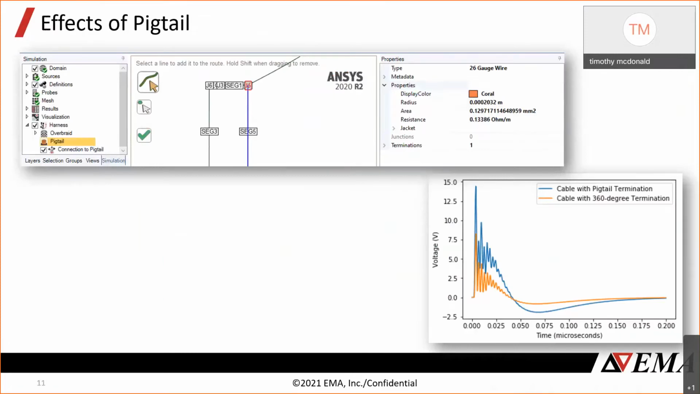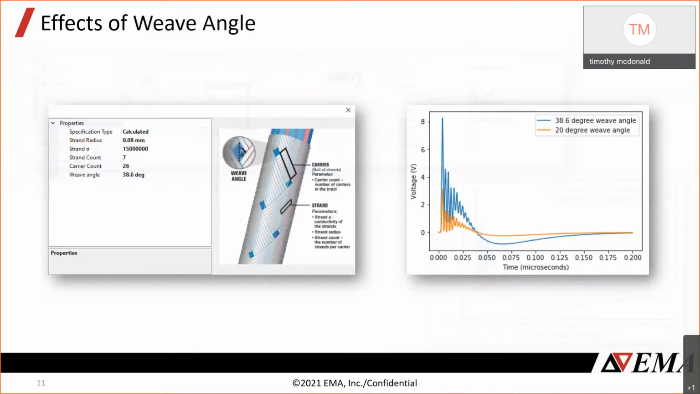And we can add some varying details of our cable termination and the cable itself and see how that affects the results. For example, we can put a pigtail termination on the end of the cable and adjust the diameter of that pigtail. We can adjust the resistivity of that pigtail. We can see how that affects the results. No surprise that our nice 360-degree termination has much lower coupling than the pigtail termination. So we're able to, with a very minimal analyst time, determine the effects of whether or not we should use a pigtail.